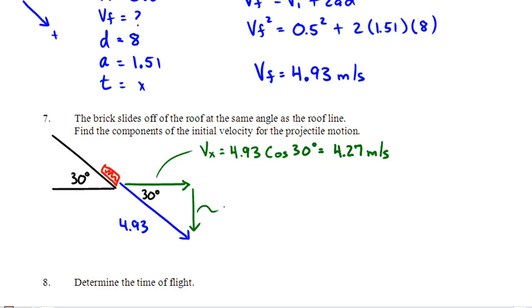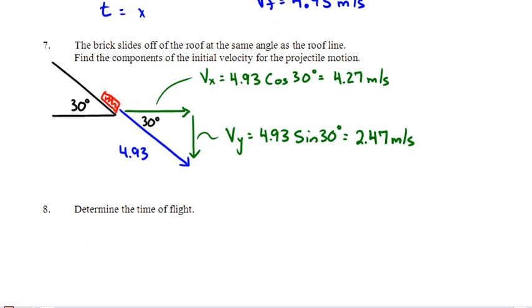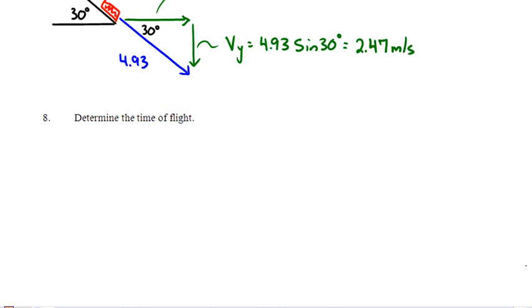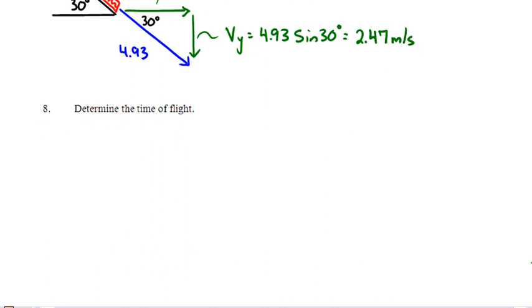And the up and down part, when that brick first leaves the roof, Vy is going to be 4.93 times the sine of 30 degrees. And that's 2.47 meters per second. Kind of heading downwards, right, towards the ground. The 4.27 number, when we do start flying, is actually totally stable, won't change at all. But the 2.47, that one's dynamic. It'll start to grow right under the influence of gravity when we start flying through the air.